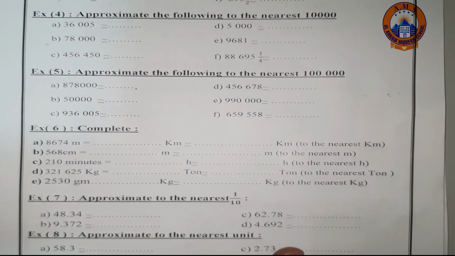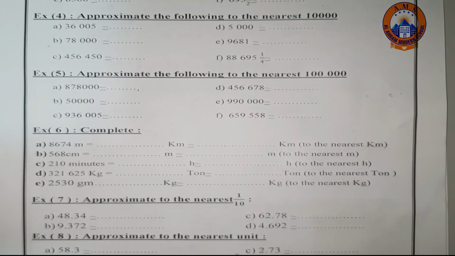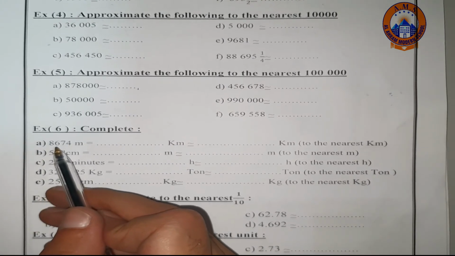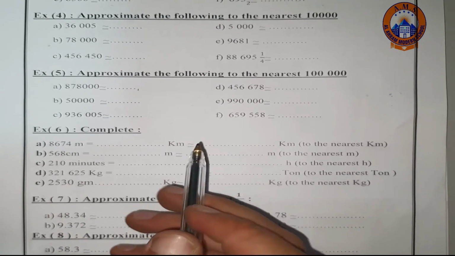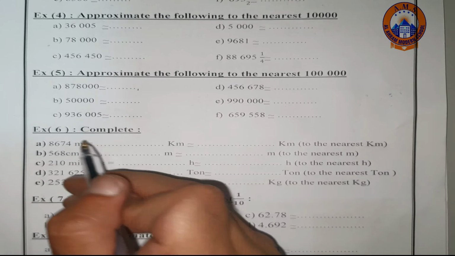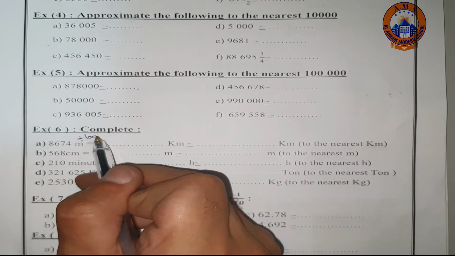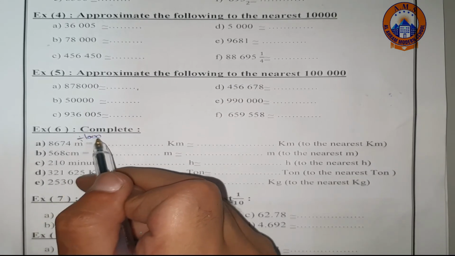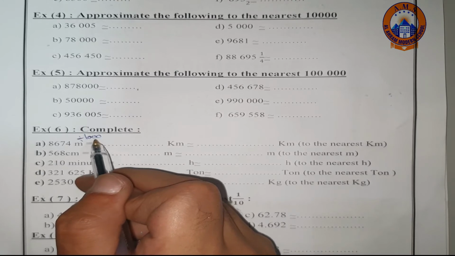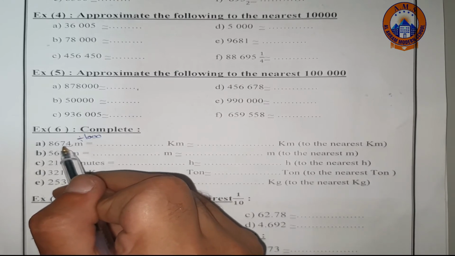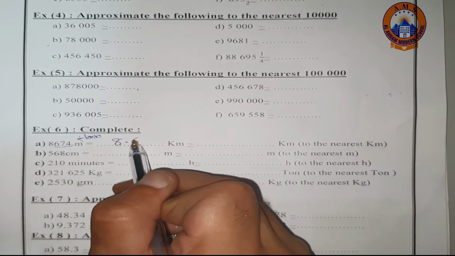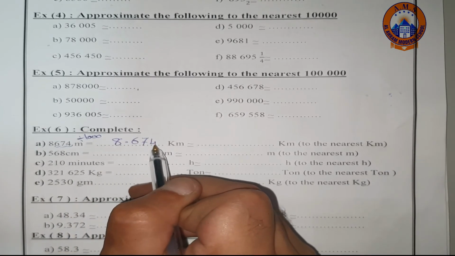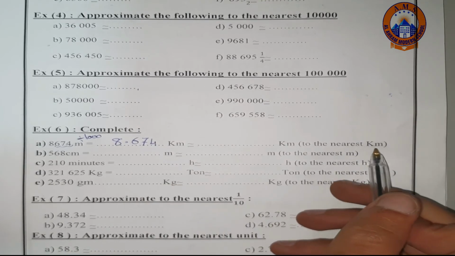Question number 6, complete. 8674 meters equals how many kilometers? To transform from meter to kilometer, we divide by 1000. And to divide a number by 1000, we put a decimal point after 3 places. So here is 1, 2, 3. We're gonna put a point here, so it's 8.674.